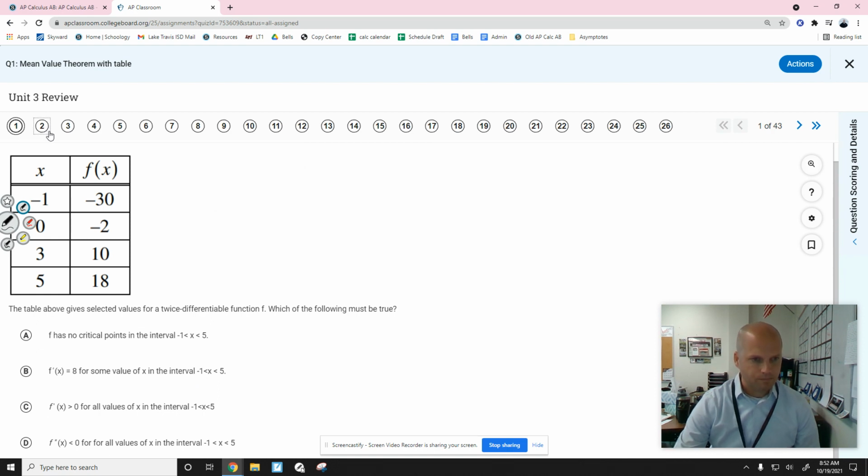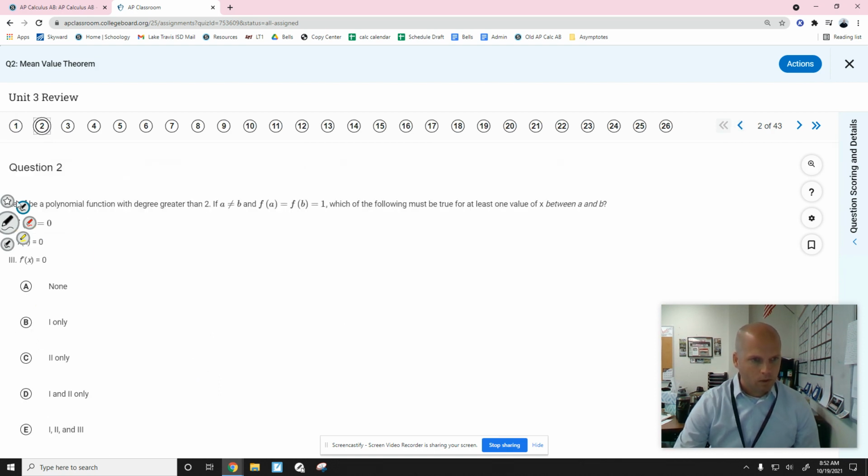Number 2. We got a polynomial function. We got x coordinates of a and b, both equaling y coordinates of 1. What must be true? It's a mean value theorem question, no matter how I connect it.